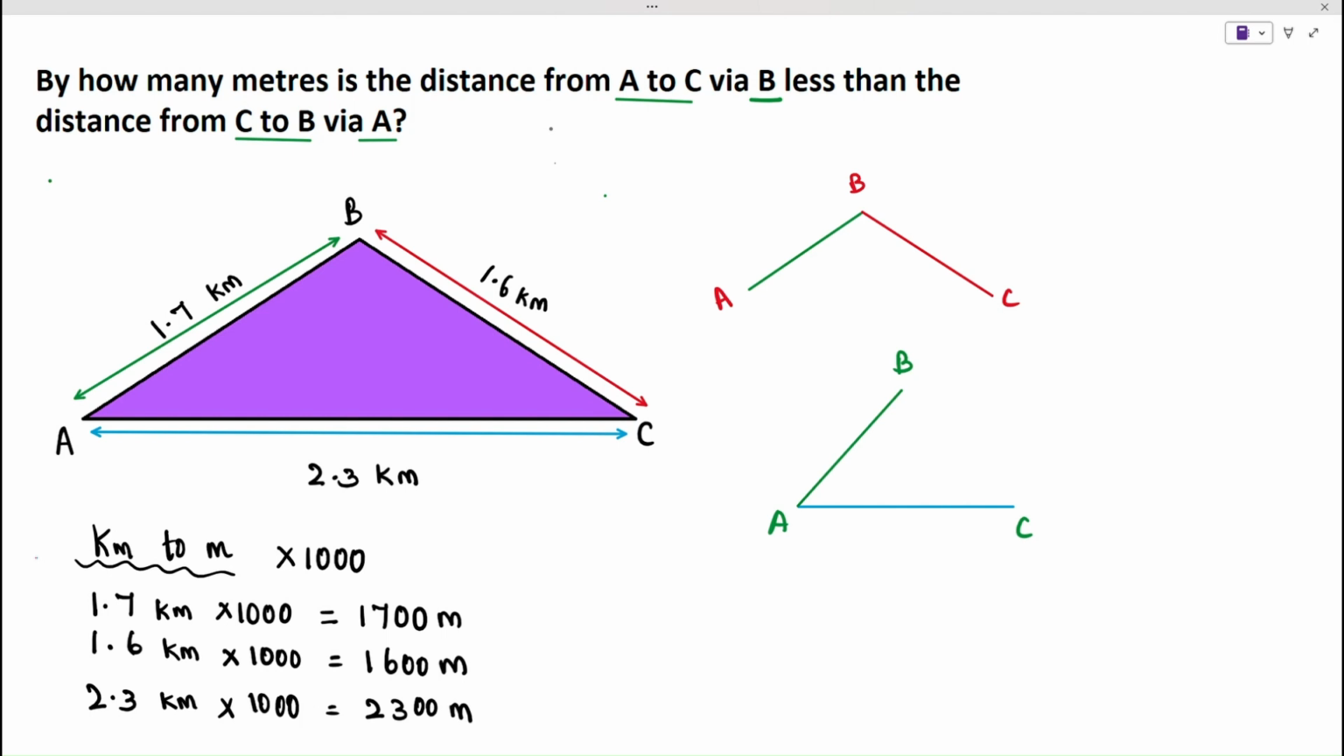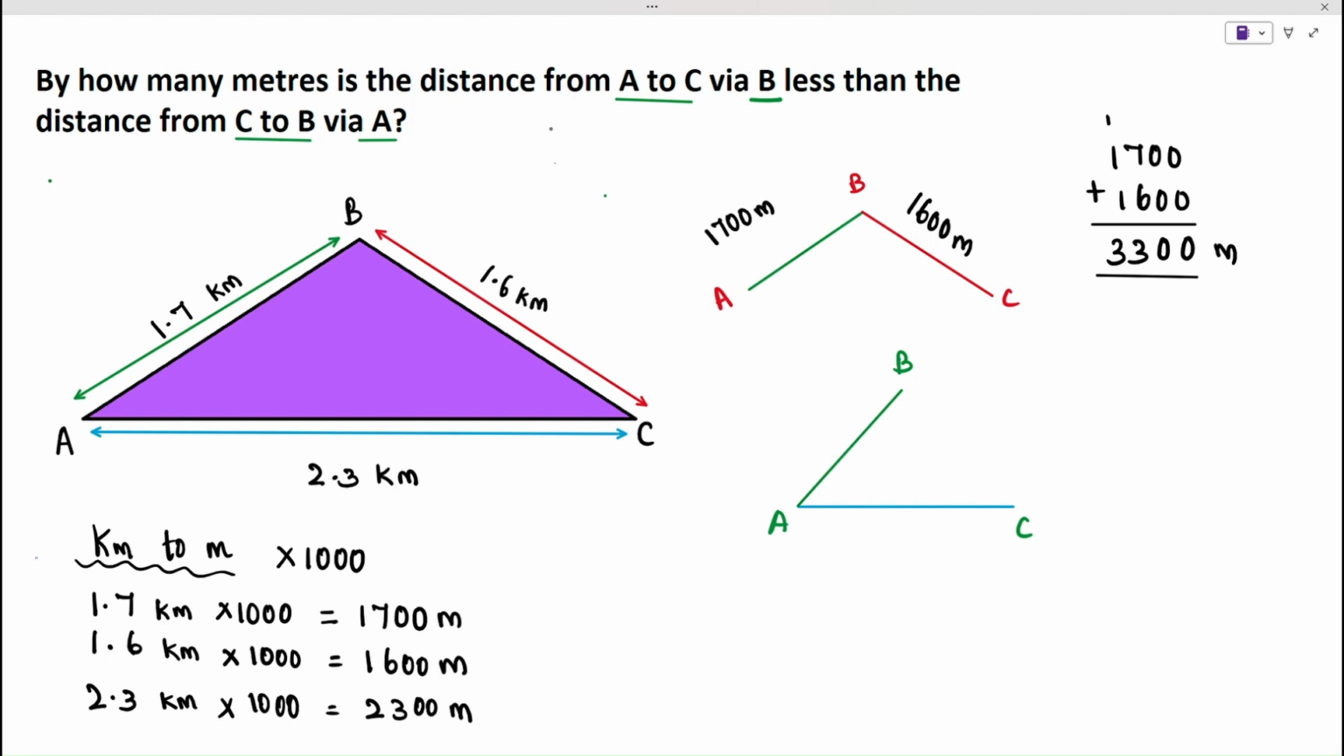Now we will try to find the distance of A to C first. Our distance from A to B in meters is 1700 meters, and from B to C it's 1600 meters. If we add these two values together, the zeros give us nothing in the units and tens column. 7 plus 6 is 13, so we write our 3, carry the 1. 1 plus 1 plus 1 is 3. So it gives us 3,300 meters as the total length of the journey.